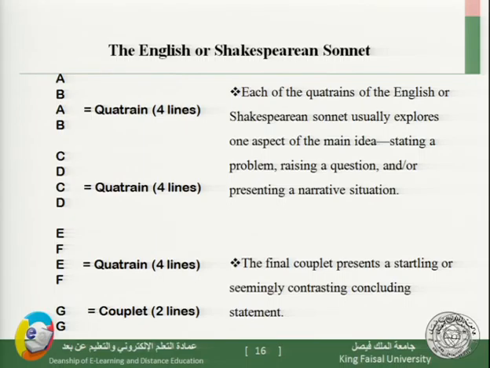And of course, the rhyme scheme varies. So it would be, for example, that the first quatrain would have A, B, A, B. The second quatrain would have C, D, C, D. The third quatrain would have a rhyme scheme of E, F, E, F. And then the couplet, the closing 2 lines, would have a rhyme scheme of G, G. This is more or less the difference between the Petrarchan sonnet and the Shakespearean sonnet.